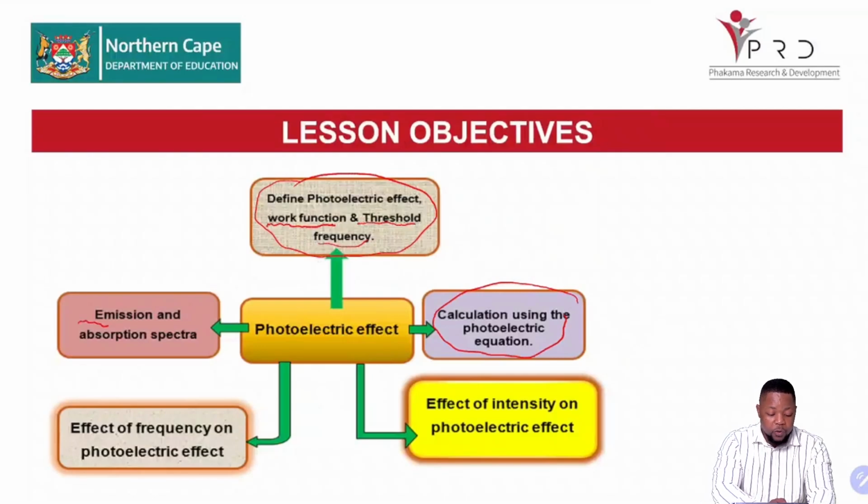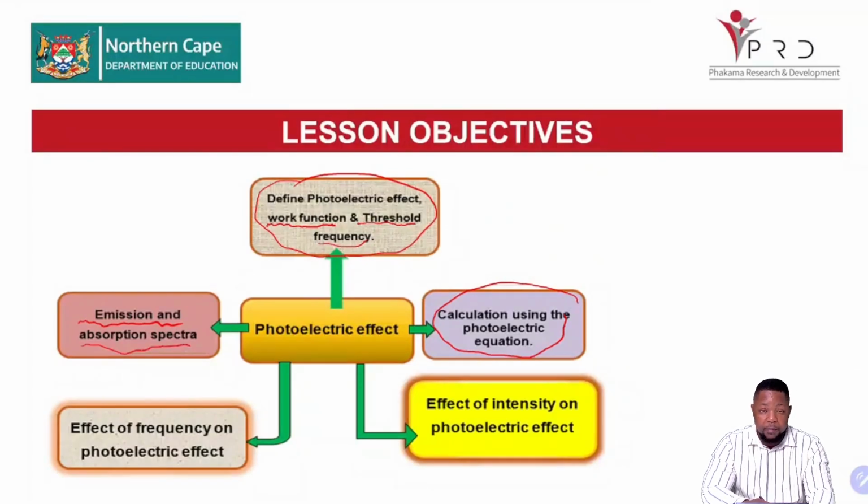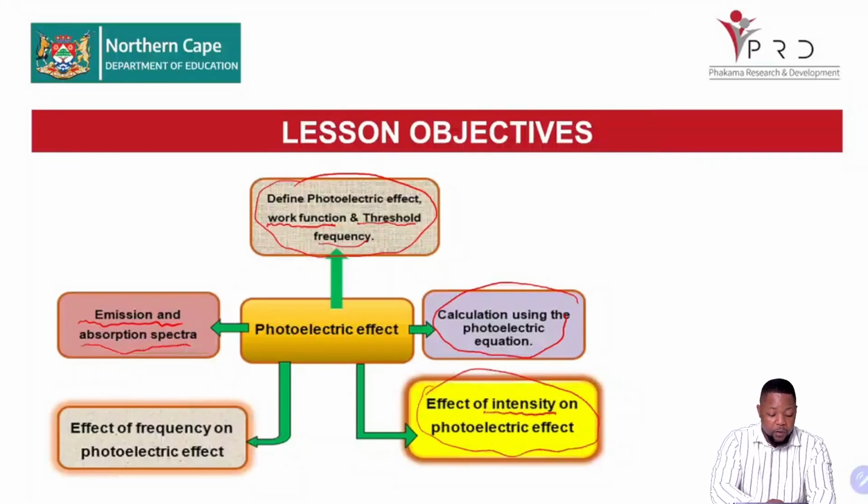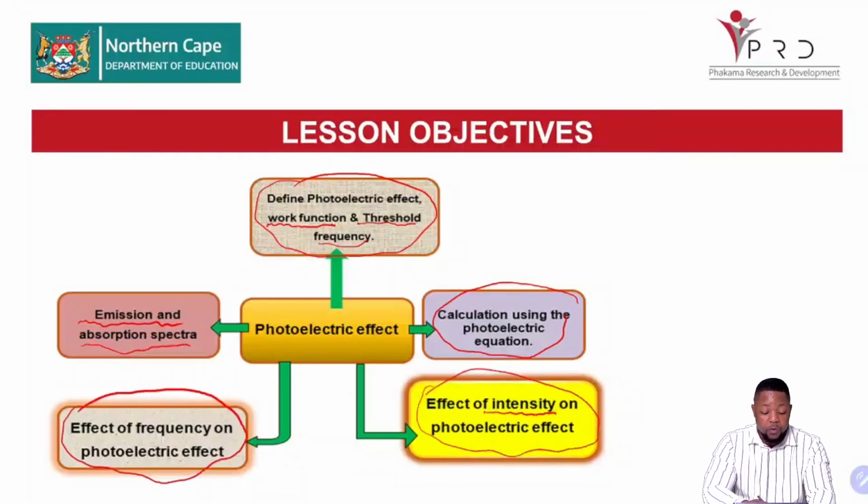Then we should be able to define emission and absorption spectra, as we have seen on the terminology that was given. The effect of intensity was seen on the baseline activity, and we should be able to tell that the intensity is related to the number of photoelectrons ejected. Now, the effect of frequency on the photoelectric effect, we should be able to tell at the end of the lesson that the frequency is related to the maximum kinetic energy of the photoelectrons.